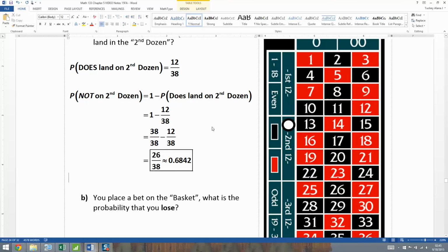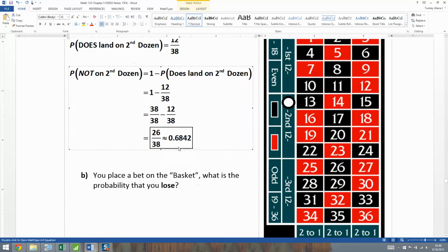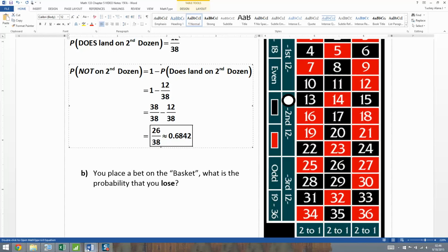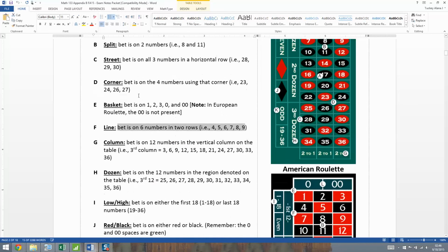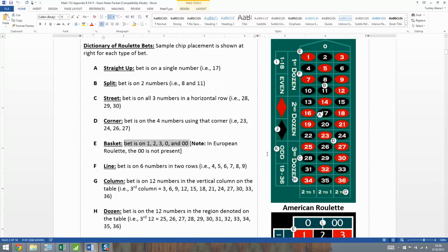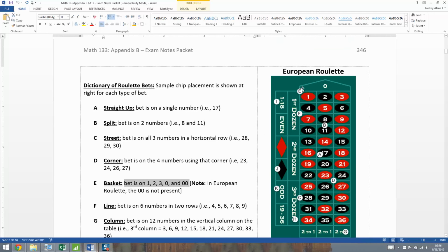All right, well, we've seen the dozen bet before, so the 12 out of 38 shouldn't have been any great shock to anybody. Let's look at the basket bet. Now, the basket bet is kind of a special bet, so let me go back to the appendix. So the basket is a bet on the top portion. So it's either 1, 2, 3, 0, and 00. Right? And that's E, this one right here. If you place your chip right there on that corner, it means you're betting on these 5 numbers right here. If it's European roulette, which is this letter E right here, that chip would be those 4 numbers right there. That's called the basket bet.